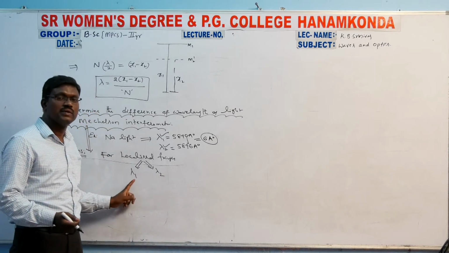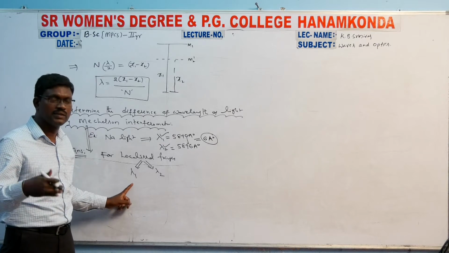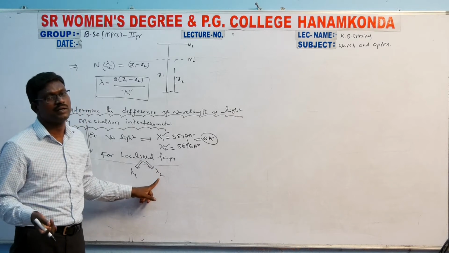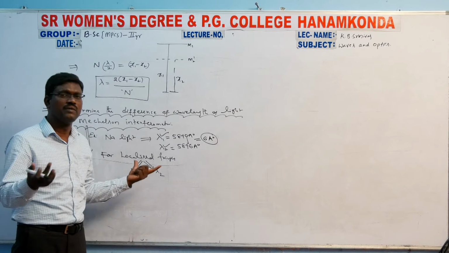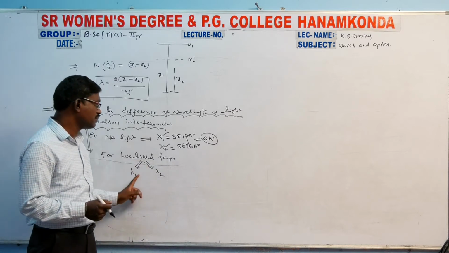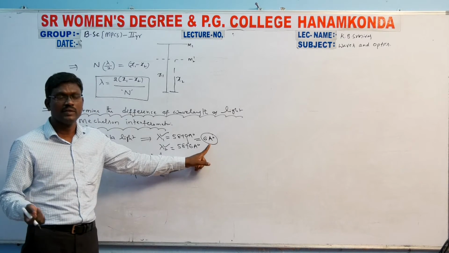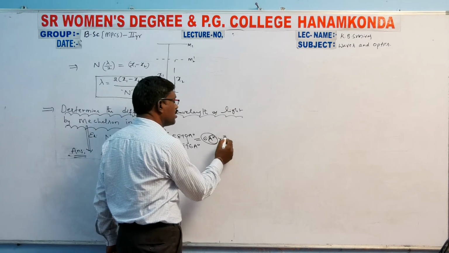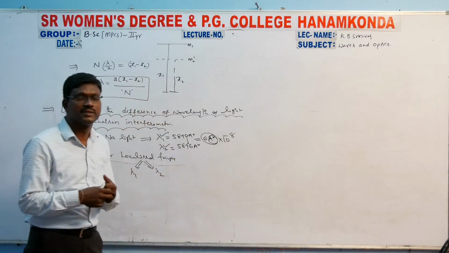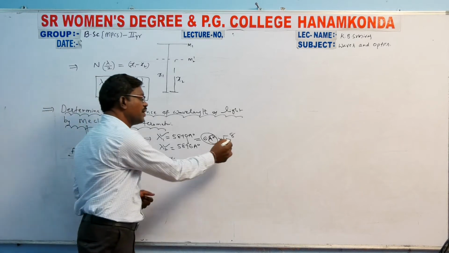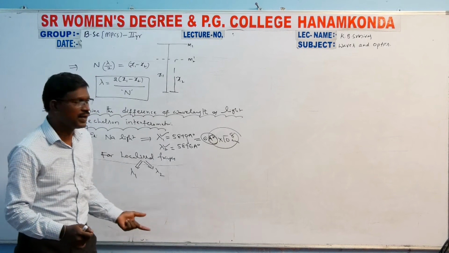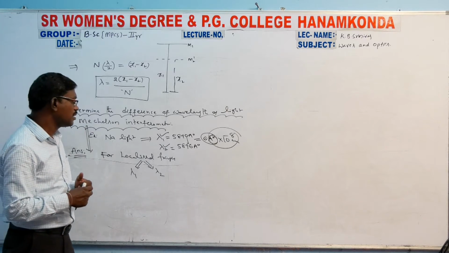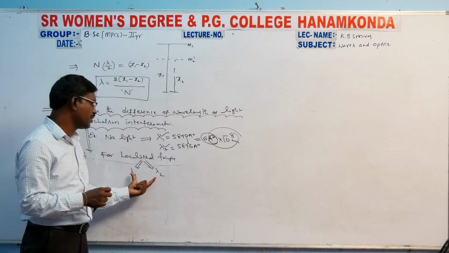The light with lambda 1 wavelength forms bright fringes, and the light with lambda 2 wavelength also forms the same fringes, but these two wavelengths are very close to each other. 1 angstrom equals how much? 10 to the power of minus 8 centimeters, if you want to convert angstrom into centimeter. So this is a very small value, and the difference between these two is very small. That is why practically we cannot distinguish these two wavelengths separately.